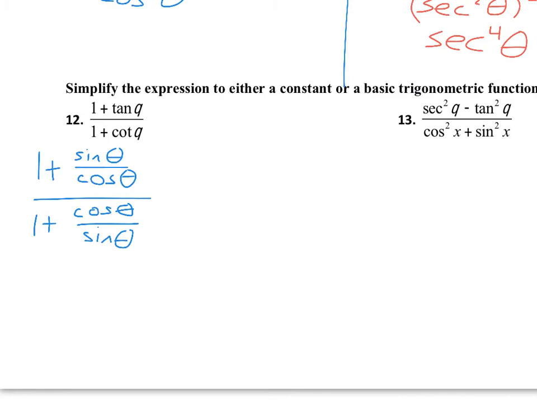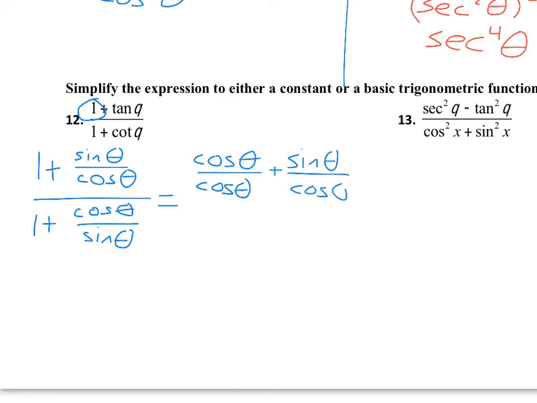Alright, if I want a common denominator, I would have to multiply the 1 by cosine over cosine. So I'm going to take the first one, this one, and multiply it by cosine over cosine. Cosine over cosine is the same as 1. So this becomes cosine theta over cosine theta plus sine theta over cosine theta. And then on the bottom, we're going to change the 1 on the bottom to sine theta over sine theta.